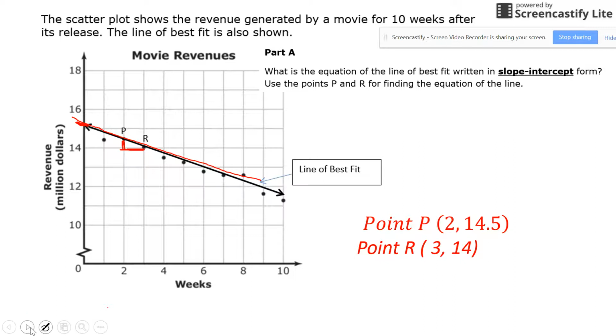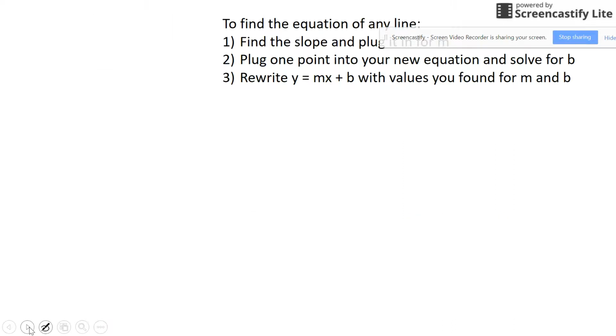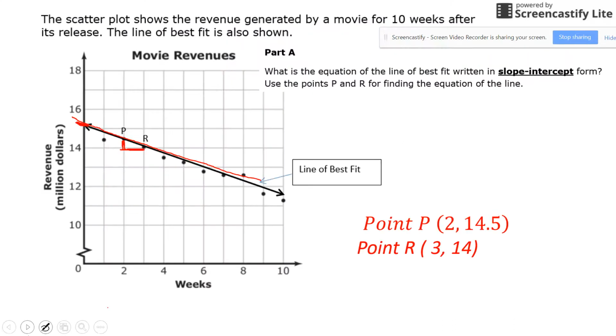Let me click ahead. If I made this right.